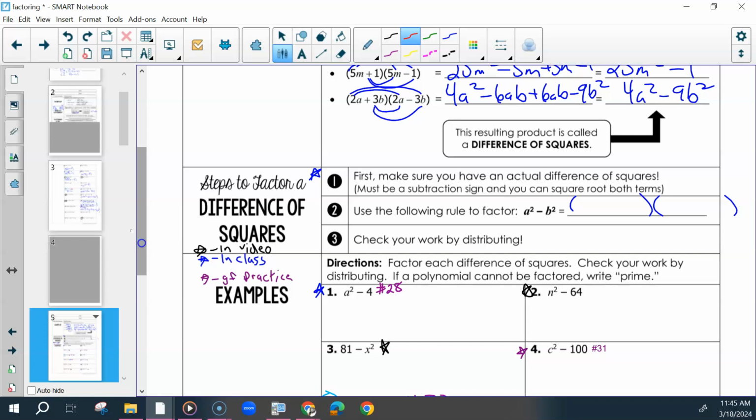And you're looking for what times what would give you a squared? Okay. A times a, you're going to put that first. Put the a in both sets. What times what would give you b squared? That's b. And then you're going to put a plus in one and a minus in the other. It does not matter which one.